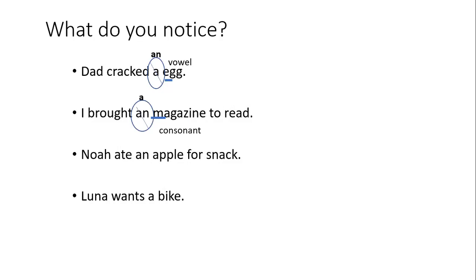Let's go to the third example. Noah ate an apple for snack. Did you find any mistakes? We first identified a, an apple. We identified the article an. Is there a mistake in this sentence? No, there isn't. Great job. No mistakes. Let's look at the fourth one. Luna wants a bike. What did you identify first? Okay, the B in bike. It's a consonant sound. And then you look at the article that they used. Luna wants a bike. This is actually correct. Great job. There were no mistakes in that sentence. Okay.